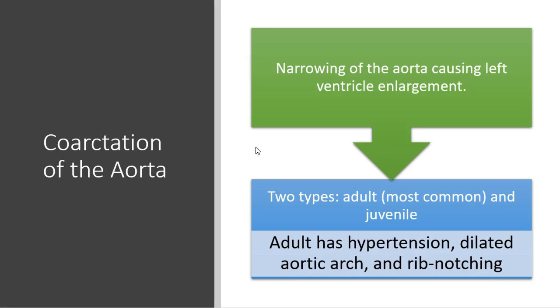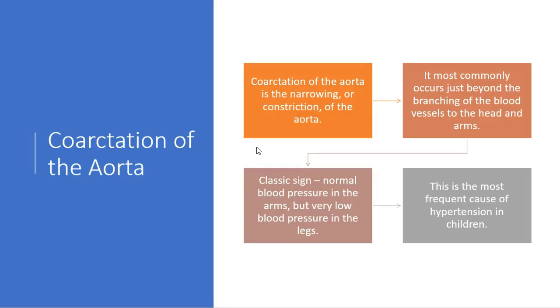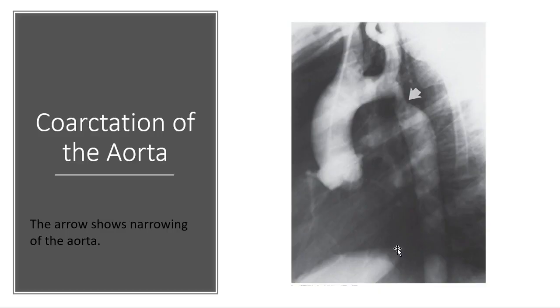There are 2 types, adult and juvenile. The adult has hypertension, dilated aortic arch, and rib notching. Coarctation of the aorta is the narrowing or constriction of the aorta. It most commonly occurs just above the branching of the blood vessels in the head and arms. The classic sign is normal blood pressure in the arms, but very low blood pressure in the legs. This is the most frequent cause of hypertension in children.